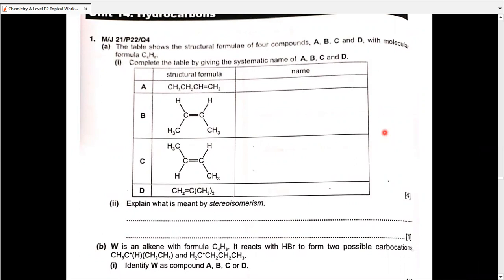So for A, the name is but-1-ene. Right. Moving on. For B, it would be cis-but-2-ene, and C would be trans-but-2-ene. Right, that is correct.